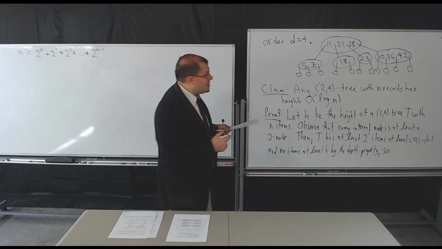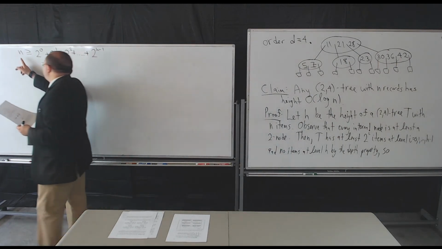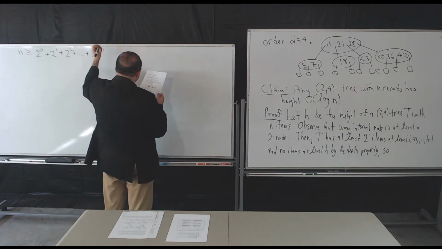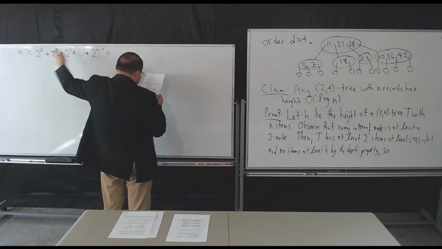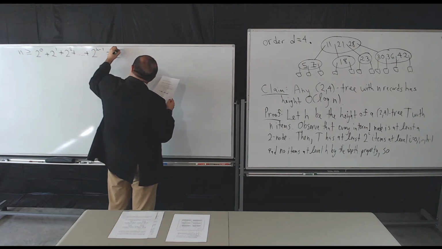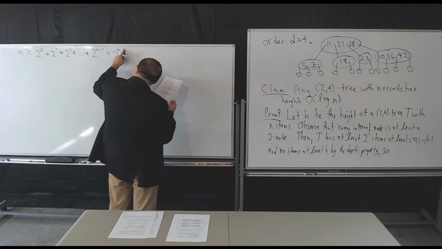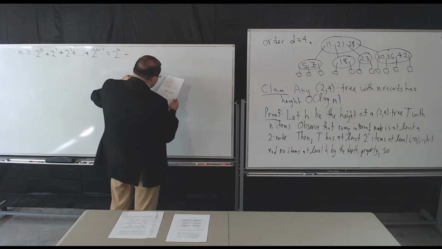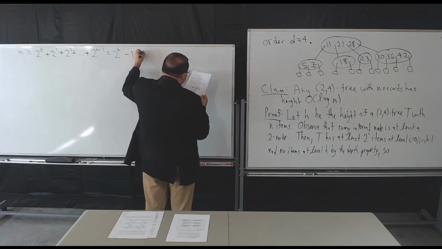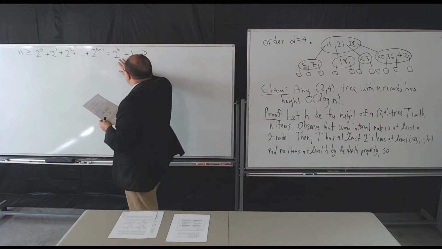Remember, I want to make this height as big as I can, while at the same time I'm bounding the number of records from below. You're going to see why. But what is this? This is just a geometric series, and I can simplify this a little bit. I can get 2 to the h minus 1. Sorry, 2 to the h. Remember, it always goes up by 1 here. Minus 1. So I now have that n is greater than or equal to 2 to the h minus 1.